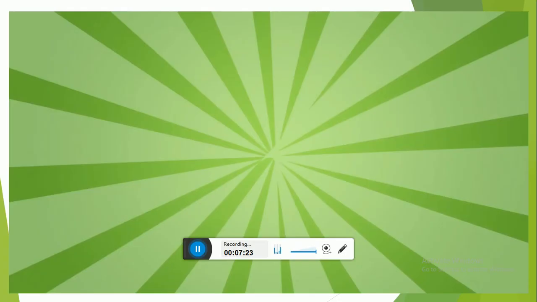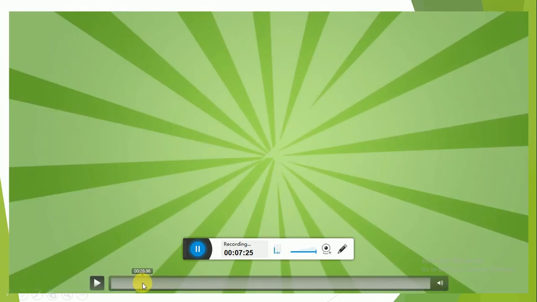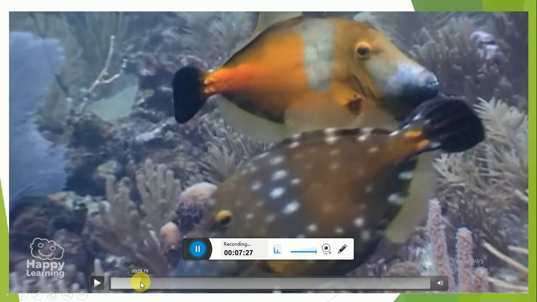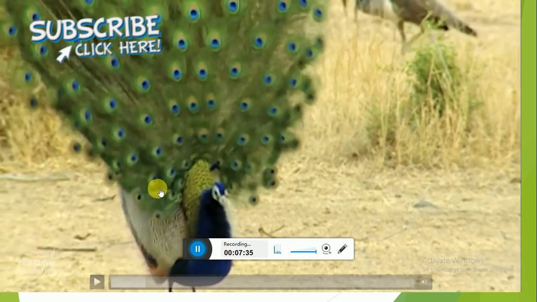So guys, here we talk about birds. Can you tell me, if we look at this peacock, what is it? It is a bird. Excellent. It's a bird and it has wings.